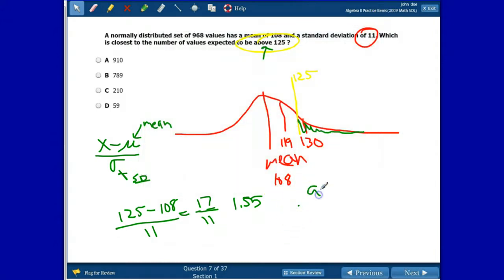Okay, 0.939. Come on. What's happening? Oh, my tablet's having fun.